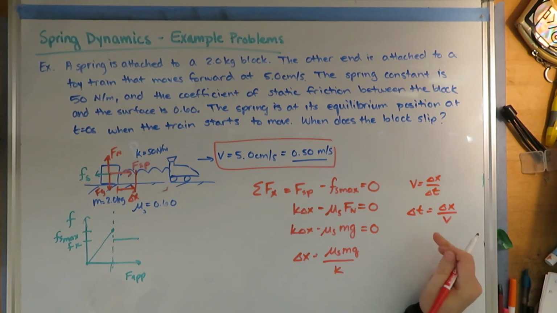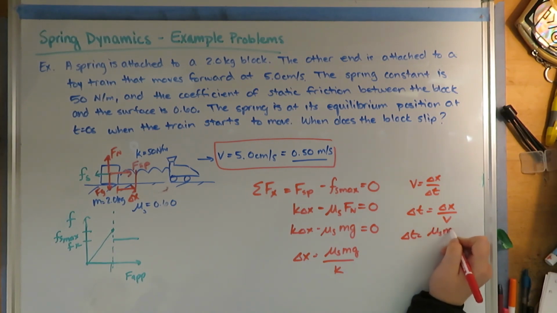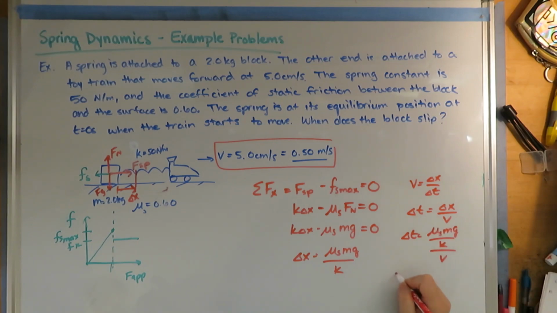So what I can do is sub in for these values. So delta t is going to be mu s mg over k divided by v. Well, that's the same thing as mu s mg over k times v.